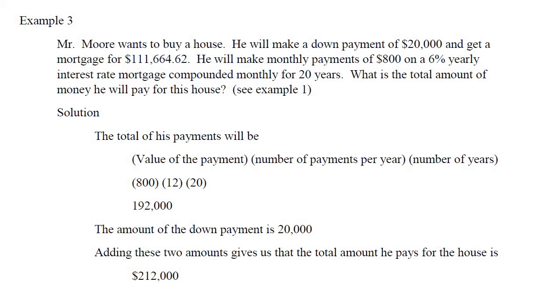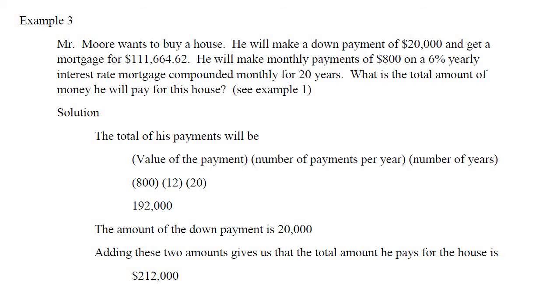Alright, so Mr. Moore wants to buy a house. He will make a down payment of $20,000 and get a mortgage for $111,664.62. He will make monthly payments of $800 on a 6% yearly interest rate mortgage, compounded monthly for 20 years. And we want to find what is the total amount of money he will pay for this house.